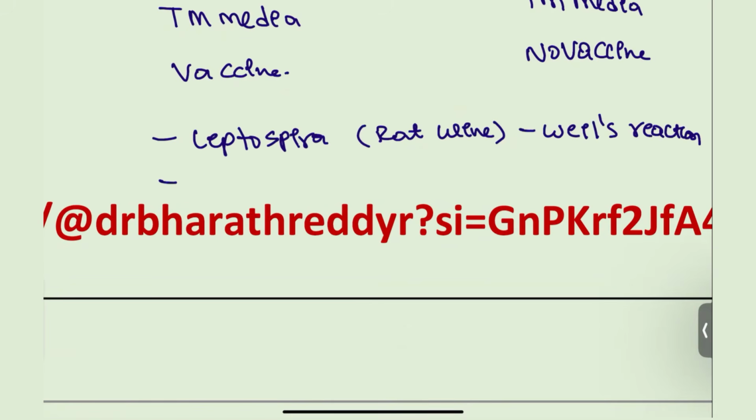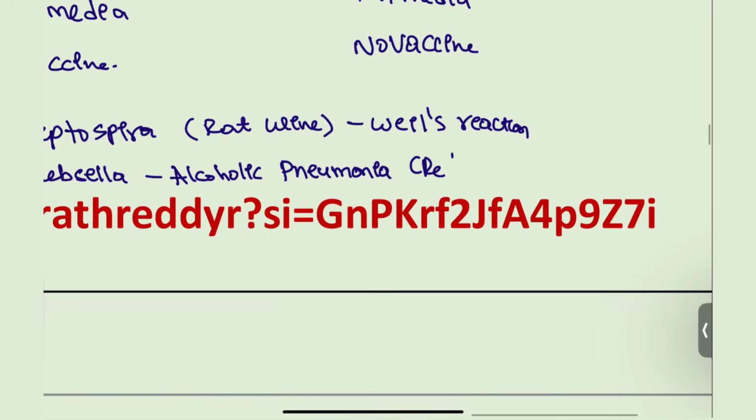And next, Klebsiella. This is going to cause the red currant jelly sputum, right? Especially in alcoholics. An alcoholic patient will be associated with pneumonia, and there you are going to see the red currant jelly sputum.